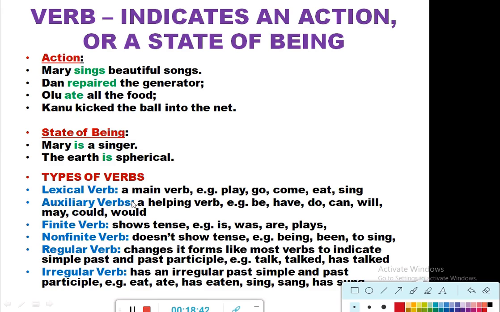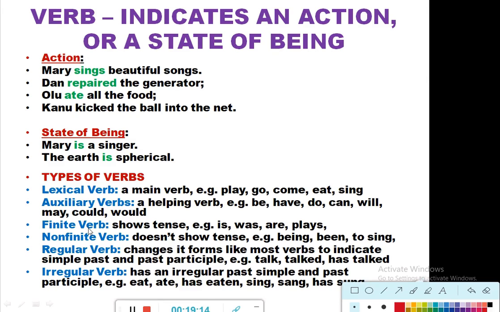When we shall discuss auxiliary verbs as a topic, we will be able to differentiate between the primary auxiliary verbs, which are three: be, have, and do, which can serve dual grammatical purposes. They can be used as main verbs and can also be used as auxiliary verbs. Unlike the modal auxiliary verbs such as can, will, may, could, and would.